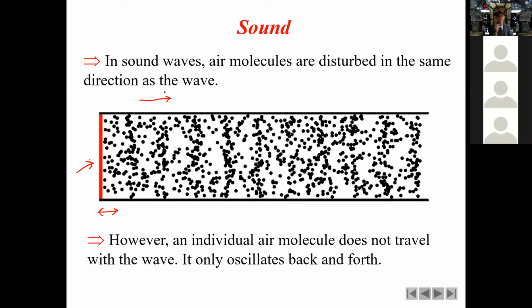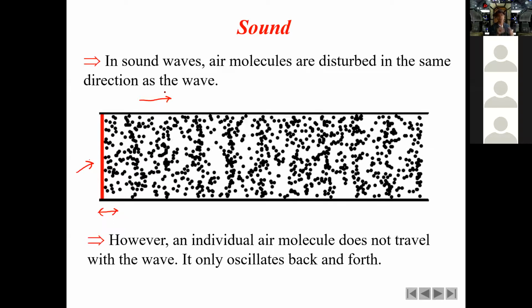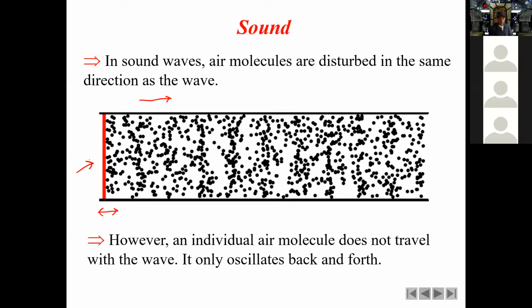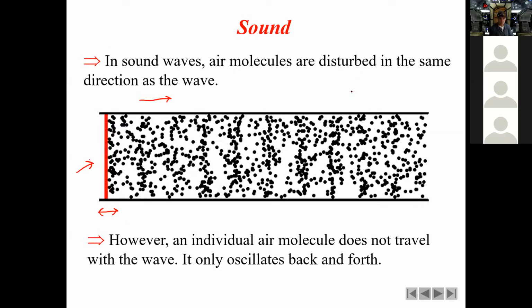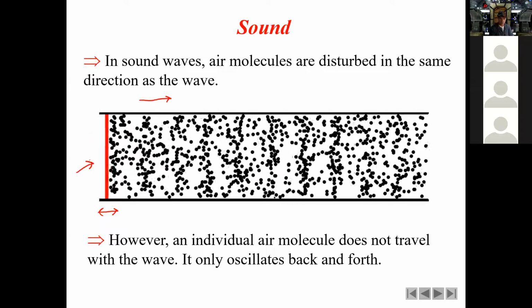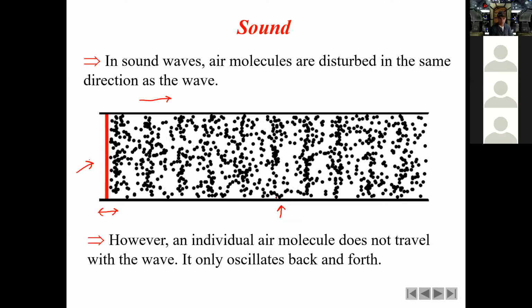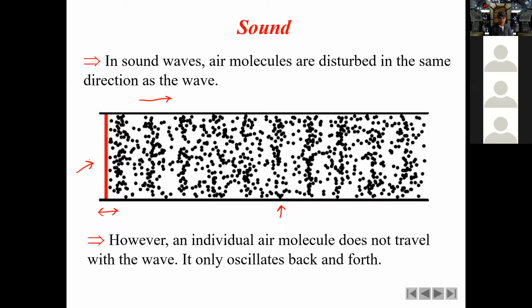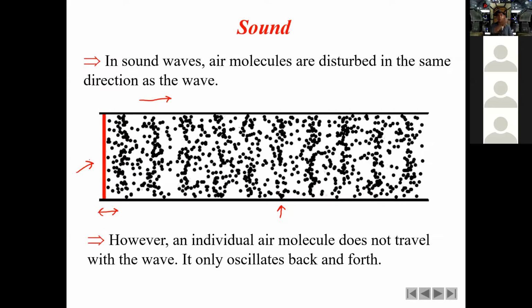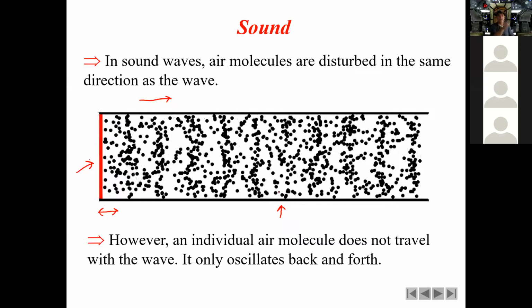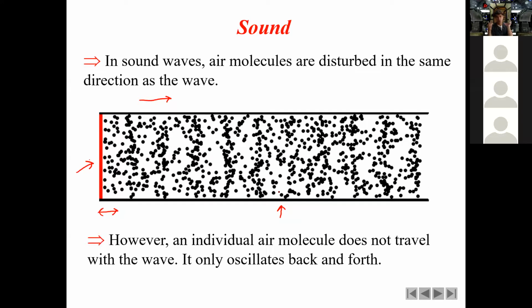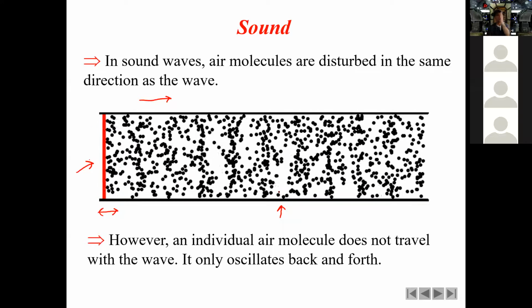But if you focus on any one dot, and this could just be an air molecule, which you'll see if I can highlight one of these, this dot is just oscillating back and forth. It's not actually moving from one side to the other. It just oscillates back and forth. And the frequency that it oscillates at will be the same as the frequency of whatever's producing the sound.